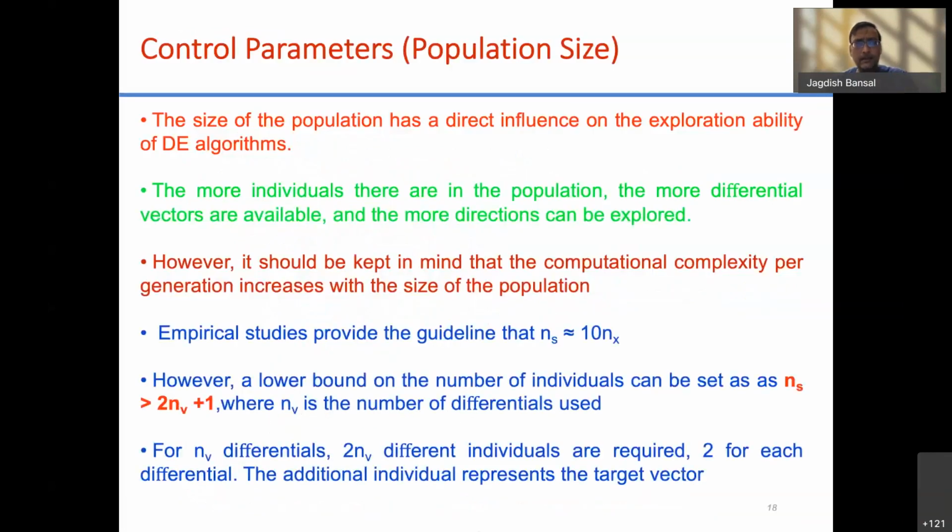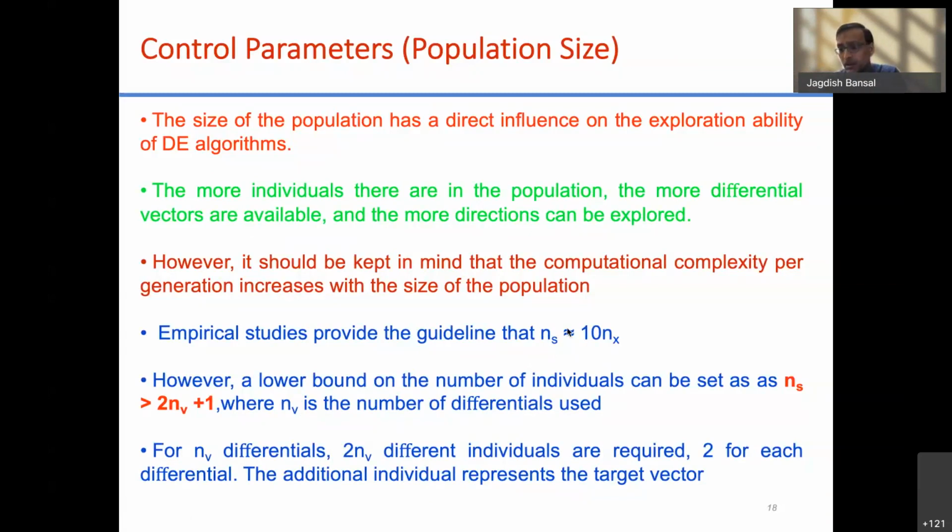Here I have explained the control parameters, starting with the population size. What should the population size be? It is usually recommended as 10 times the dimension of the problem, the number of decision variables. Suppose you have a three-dimensional problem, with three decision variables in your optimization problem, then it is recommended that you take a population size of 30.